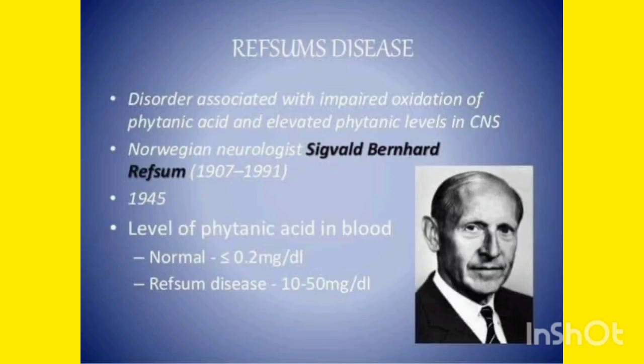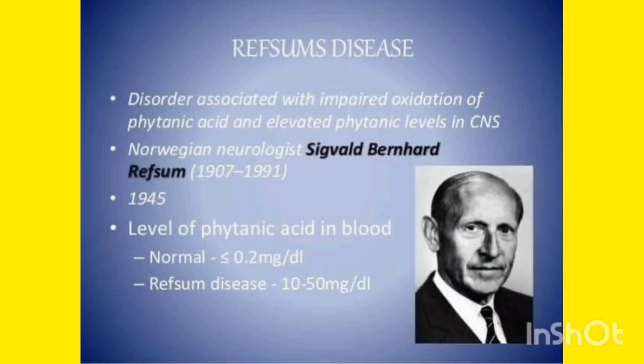Refsum disease is very important from the NEET PG point of view, and also for the FMG examination and the next examination. So what is this Refsum disease? Look at the slide. This is a disease associated with impaired oxidation of phytanic acid. So alpha oxidation of phytanic acid, a kind of fat, does not occur, and this disease occurs.